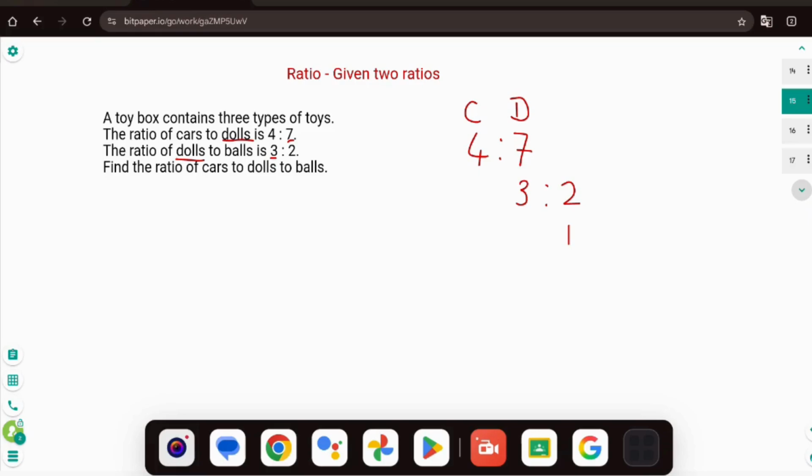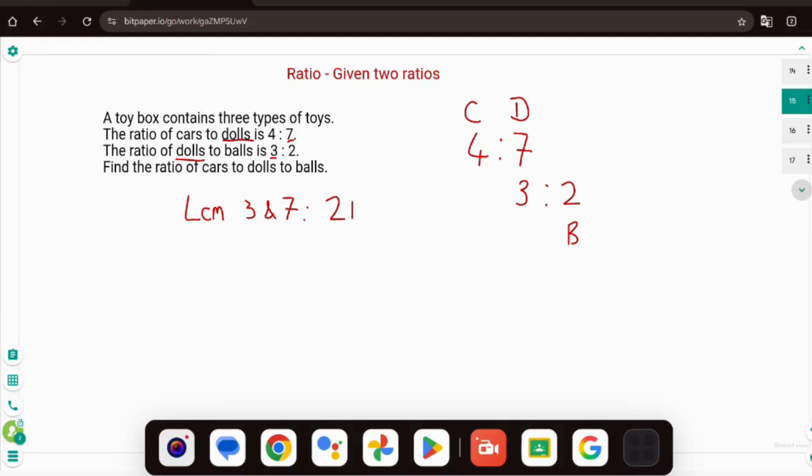So because the dolls are the same, I want to make the dolls into the same number. At the moment, we've got 7 in the top ratio, 3 in the bottom ratio. So what is the lowest common multiple of 3 and 7? If I wrote out the 3 times table and the 7 times table, you'd see the lowest common multiple is 21. So I want to make both of my dolls into 21.